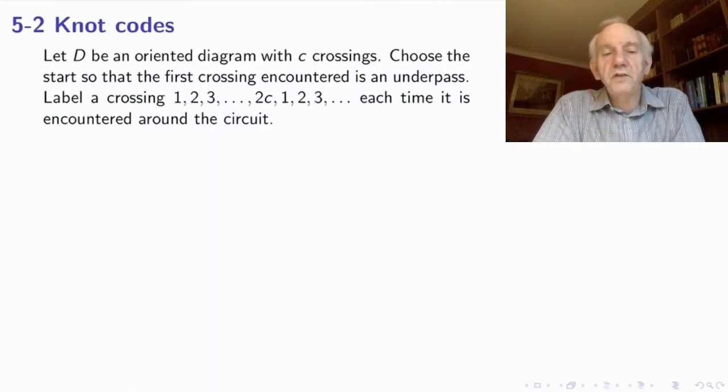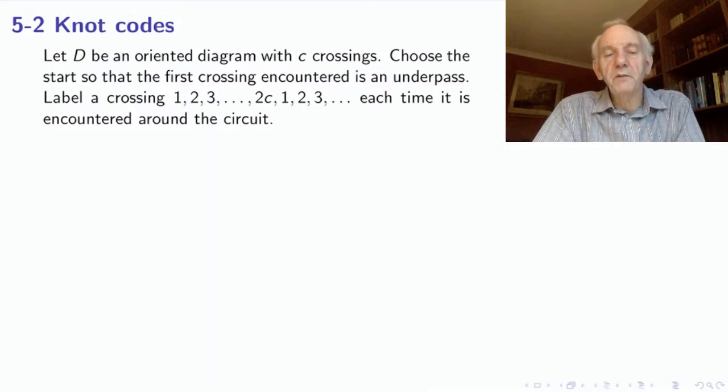This is the first of two videos about encoding knots by strings of numbers so that you can input the data into a computer, which could be useful for computing Jones polynomials and that sort of thing. So let me first of all tell you about the so-called DT code, named after Dowker and Thistlethwaite.